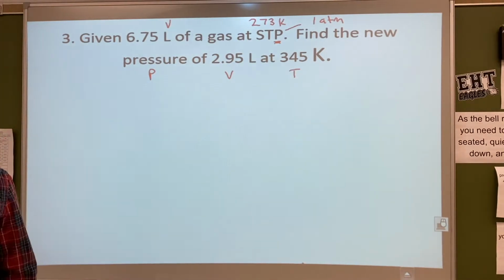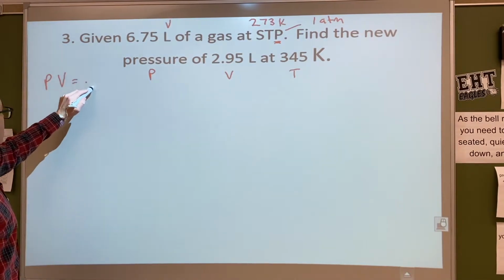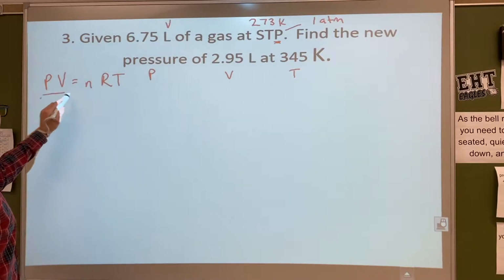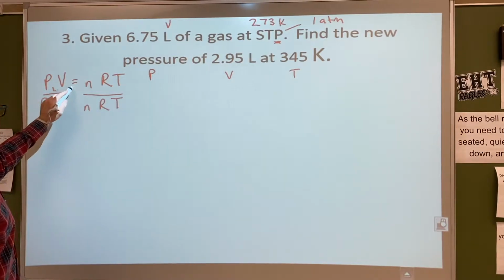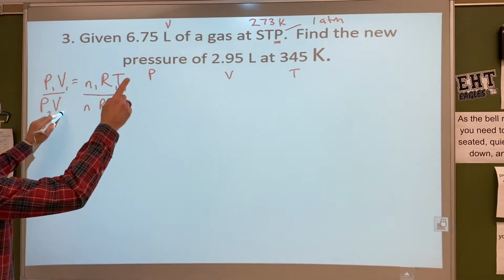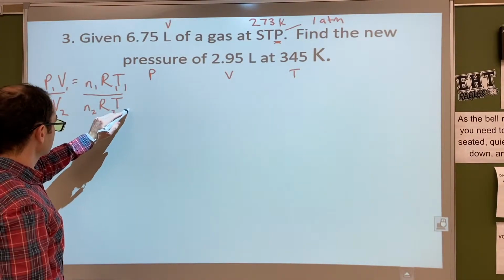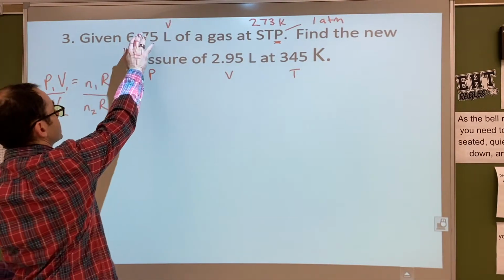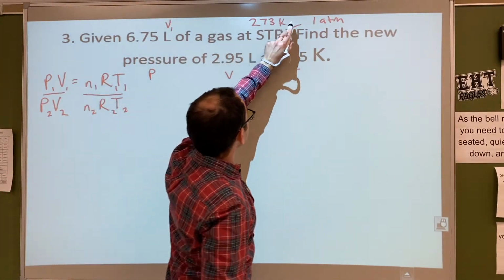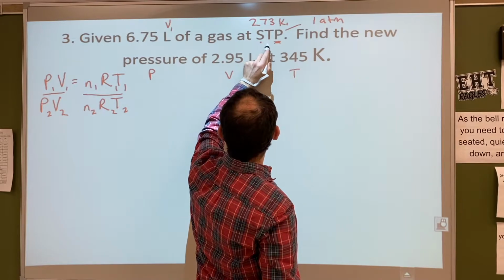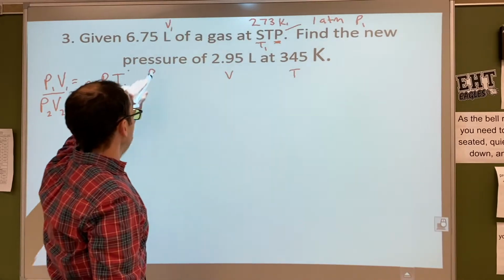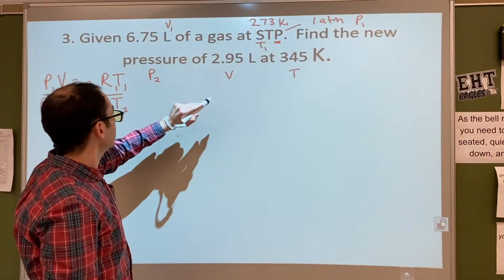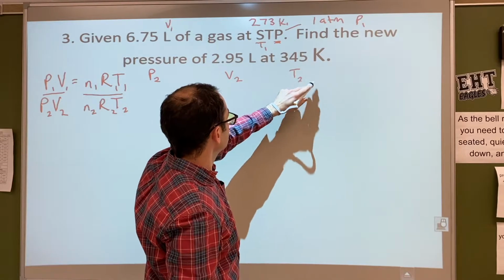So because we have 2 of everything, we're gonna have to use that double equation where it's PV equals nRT over PV equals nRT. Which means we're gonna have to go back and label these also as 1s and 2s, which isn't bad. All right, so the first, this is volume, all right, so it's 1. This is gonna be K1 or temperature, so T1. This is gonna be P1. All right, so those are all of our 1s. The new pressure is gonna be our P2, V2, and then T2.